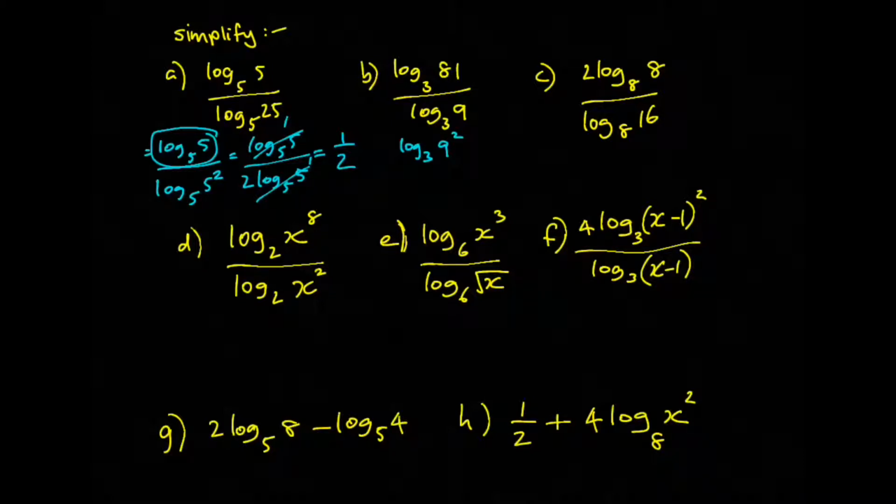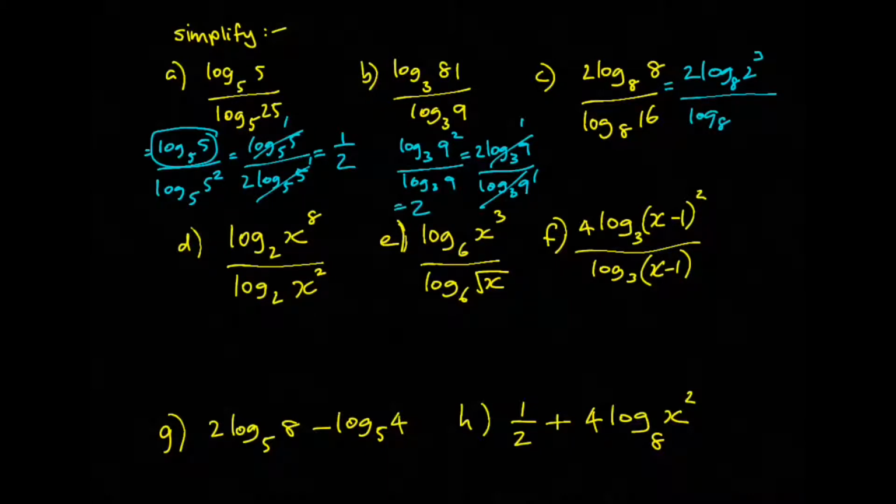Okay, part B, so we've got log 3 of 9 squared on log base 3 of 9 equals 2 log to base 3 of 9 on log to base 3 of 9. So again, they cancel out to give 1 and we're left with 2. Moving on to part C, we've got 2 log to base 8 of 2 cubed on log of base 8 of 2 to the 4.